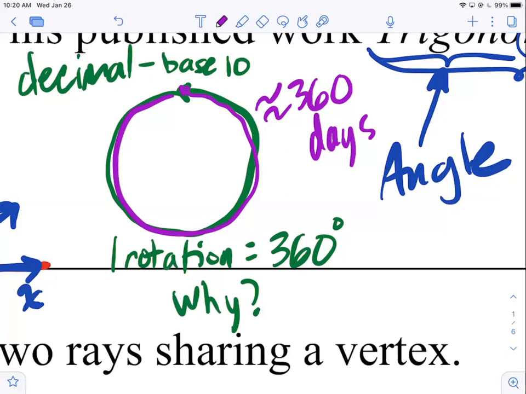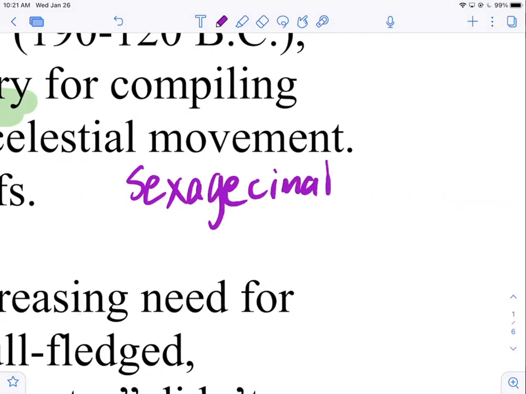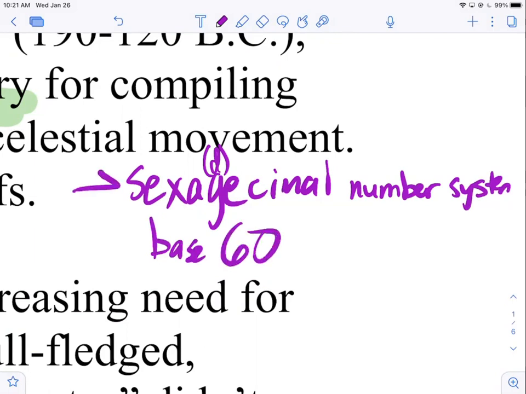Another reason goes back to the ancient Babylonians. The ancient Babylonians, believe it or not, also believed in the divisibility of 360 with so many integer divisors. The ancient Babylonians used what was called a sexagesimal, sometimes called a sexadecimal. That G can sometimes be a D. Sexagesimal number system. And a sexagesimal number system is base 60. Wow, the ancient Babylonians, a lot of their writings still remain because they recorded everything in their clay tablets with their cuneiform, which is a pretty cool thing if you ever get to look at it.